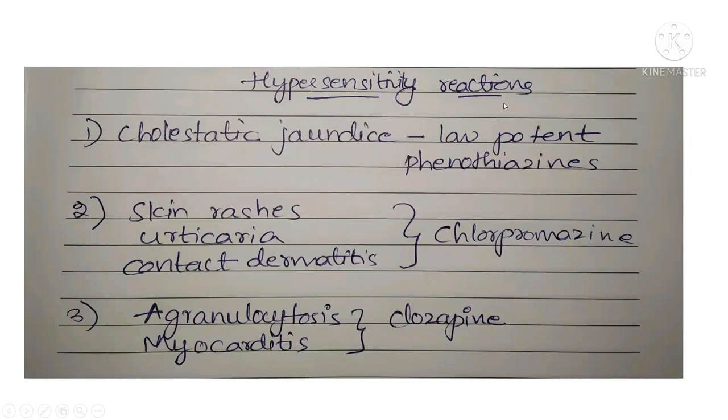And next we come to the important adverse effects of all the antipsychotic drugs. Some of the drugs show hypersensitivity reactions. They are cholestatic jaundice, which is shown by low potent phenothiazines, namely chlorpromazine, thioridazine, and mesoridazine. Some drugs show skin rashes, urticaria, and contact dermatitis, which are shown with chlorpromazine. Agranulocytosis and myocarditis are shown by clozapine. A dose related disorder with clozapine is seizures. Whenever a high dose of clozapine is taken, it may lead to seizures.